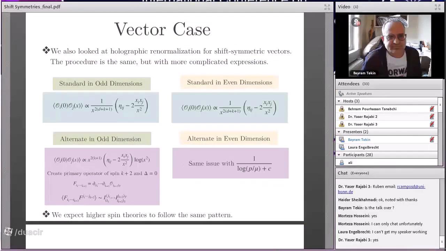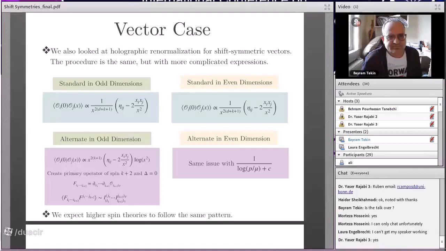We also looked at vector cases. So we looked at holographic renormalization for shift symmetric vectors. The procedure is the same, but just has more complicated expressions, and we found very similar results where for standard quantization in both odd and even dimensions, we find the usual structure. But in alternate quantization in odd dimensions, we again have this logarithmic structure. So it doesn't take the form of a primary operator, but we can create one by acting with derivatives on the primary operator, which will create a spin k+2 operator with scaling dimension 0. And then we get the usual expected form for a 2-point function. And again, we have this issue in even dimensions where we get 1 over the log of the momentum, and we don't know how to interpret that.